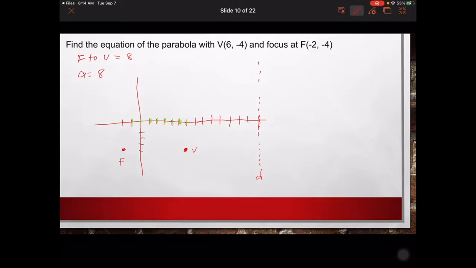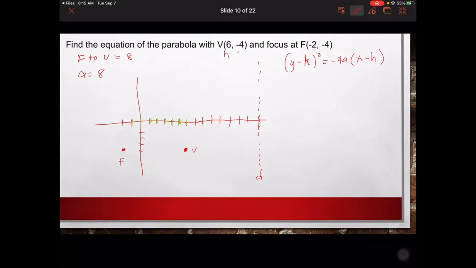So, therefore, what is our equation? Can you give the equation? We're going to use Y. Y minus K squared, HK nga pala. Y minus K squared is equal to negative 4A, then X minus H. So, what is our vertex? Our vertex is 6 and negative 4. So, this is our H and this is our K.